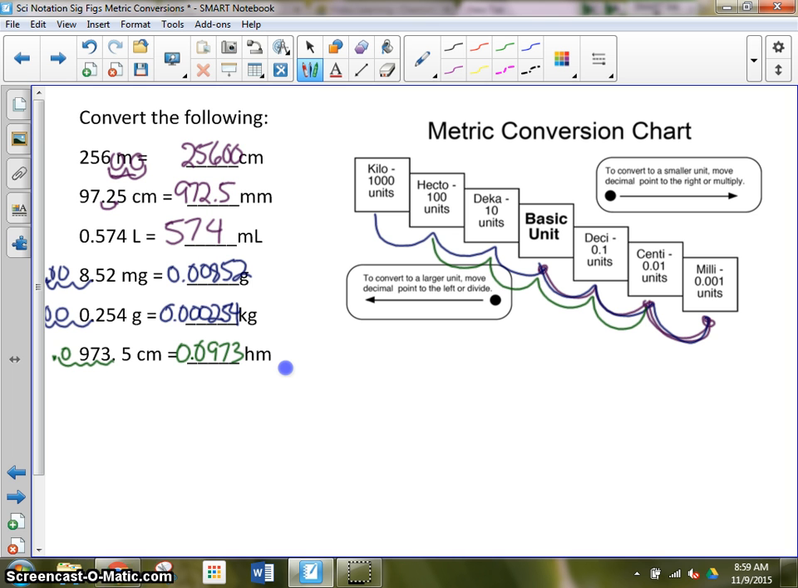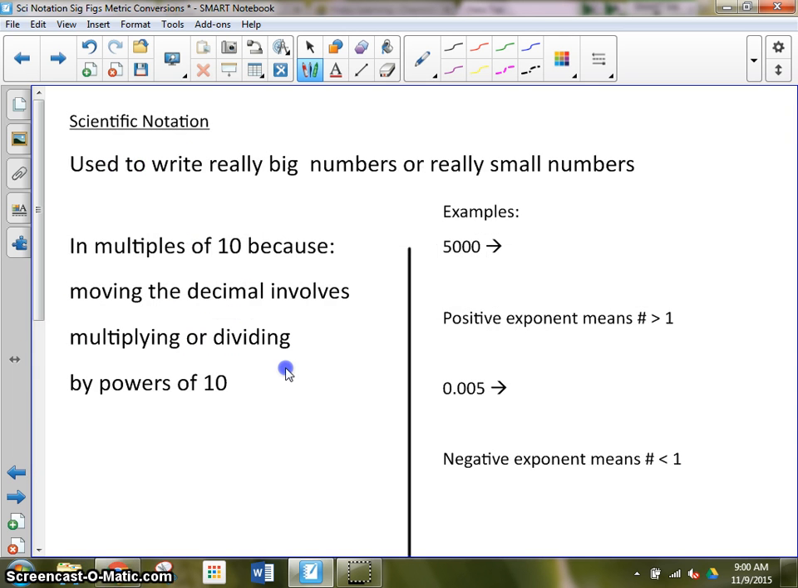So pretty much what you need to be able to do is to understand the order of the prefixes and move back and forth between the units you want and the units that you have. Now that we know how to convert between units, sometimes our numbers get really big or really small. So we can use something called scientific notation to help represent those numbers more easily.